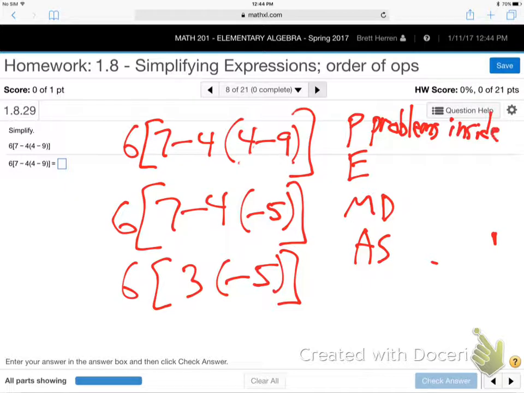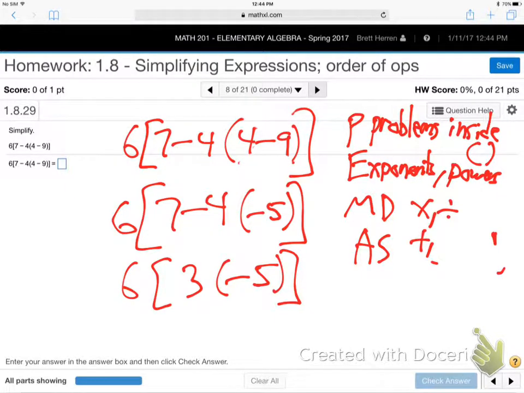Problems inside parentheses. What does E stand for? Exponents. Means powers, you know, powers. And M and D is multiplying and dividing. A and S is adding and subtracting, I'm sure you know. But my point, though, notice two things. M and D are on the same level. M's not before D. They're same level. And A and S are same level.